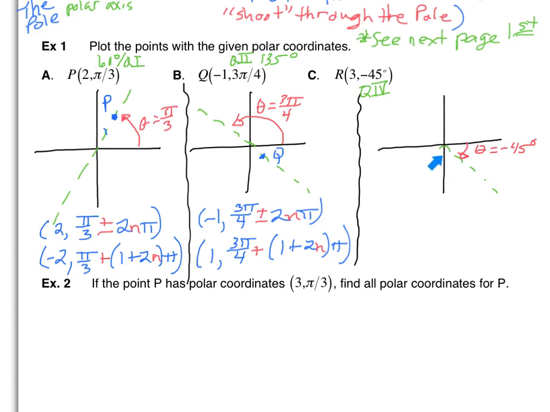So if r is positive, it's going to get plotted on this side. If r is negative, we shoot through the pole and we'd be plotting over on this side because technically my line continues infinitely in that direction as well. So is r positive or negative? Positive. So we're going to go from here to here. That's our negative 45 degrees. Because r is positive, we're going to plot point R on this side of the line. And we're going to go a distance of 3. So this might be a distance of 1, a distance of 2, and this is a distance of 3 right here. So that represents point R.